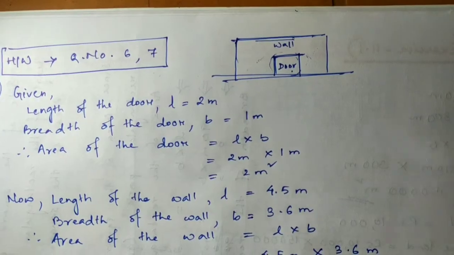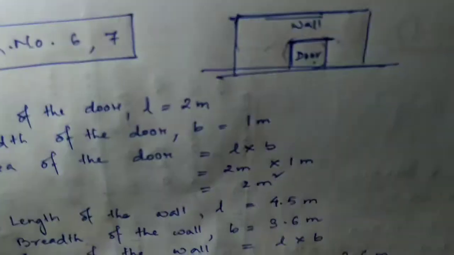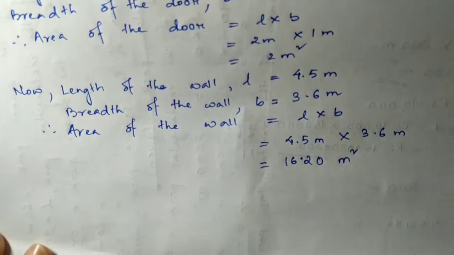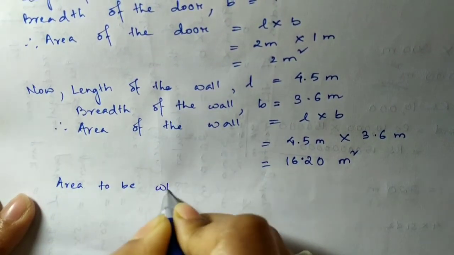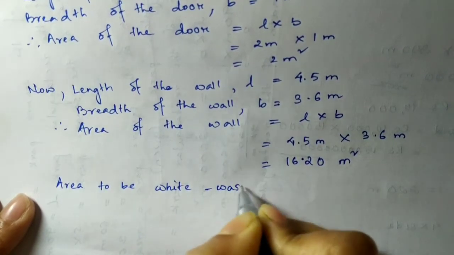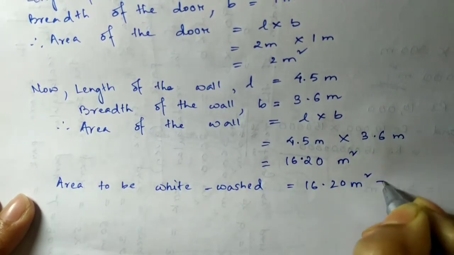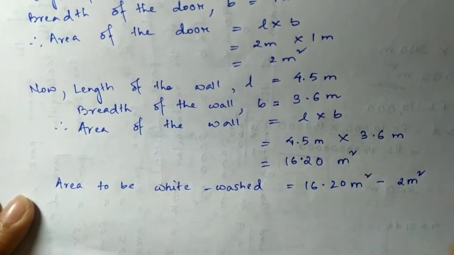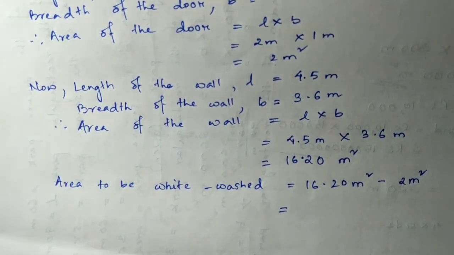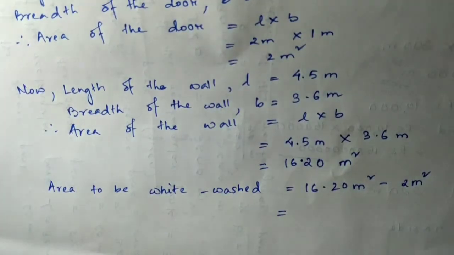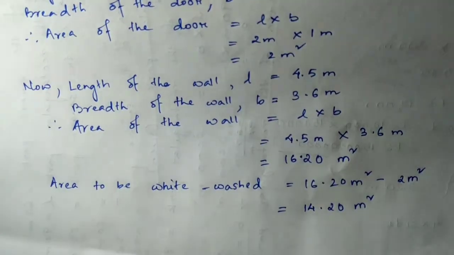Now while whitewashing, I will not whitewash the door, I will just whitewash the wall. So I have to find out the area to be whitewashed. The area to be whitewashed will be this area, 16.20 meters square, minus the door area, because I am not whitewashing that. The remaining part I am going to whitewash. So when I subtract them, I will get 14.20 meters square. Now this is the area to be whitewashed.